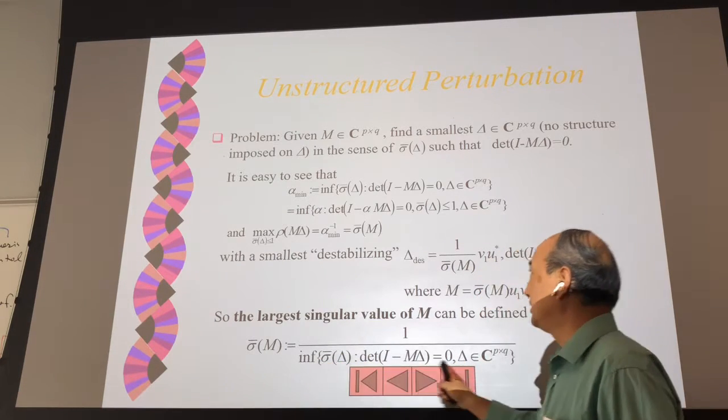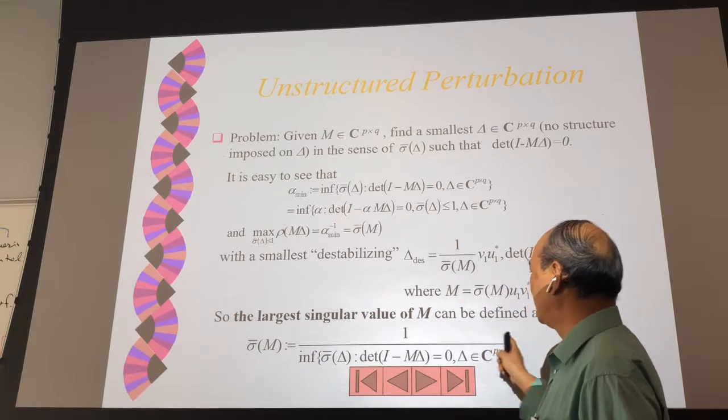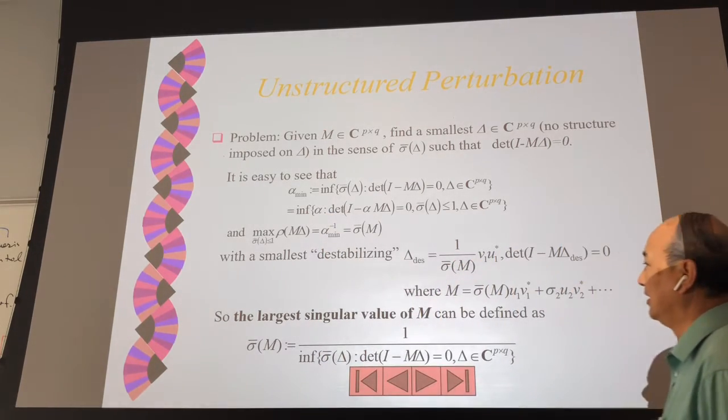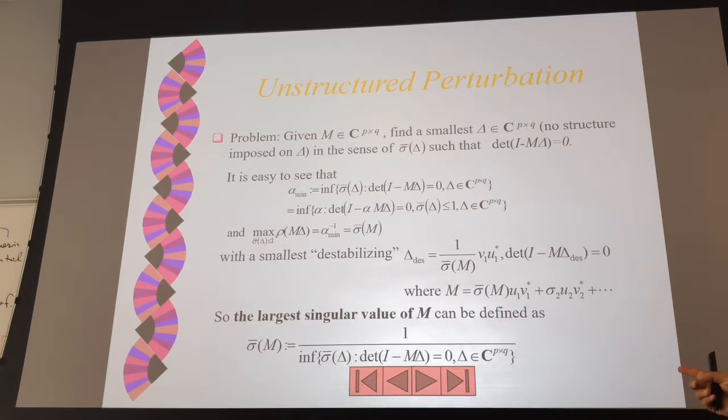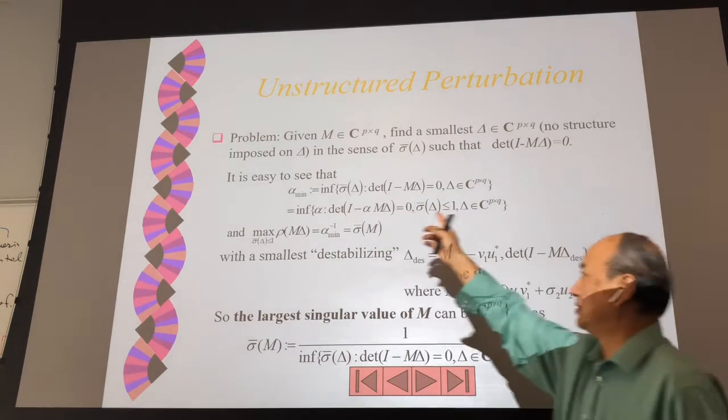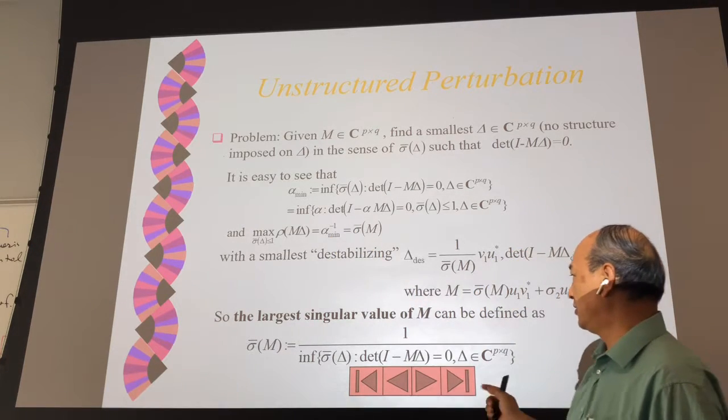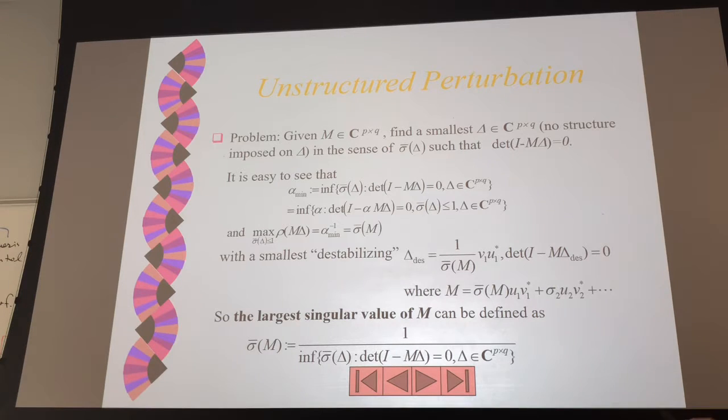So this is alpha minimum, basically. So this is basically writing the alpha minimum inverse. And this one is this one. So the largest singular value of M is decided by the alpha minimum. And alpha minimum is defined by what they call sigma bar, this one. Basically, the smallest uncertainty in the sense of sigma bar, such that the system is not well defined. Well posed, okay?